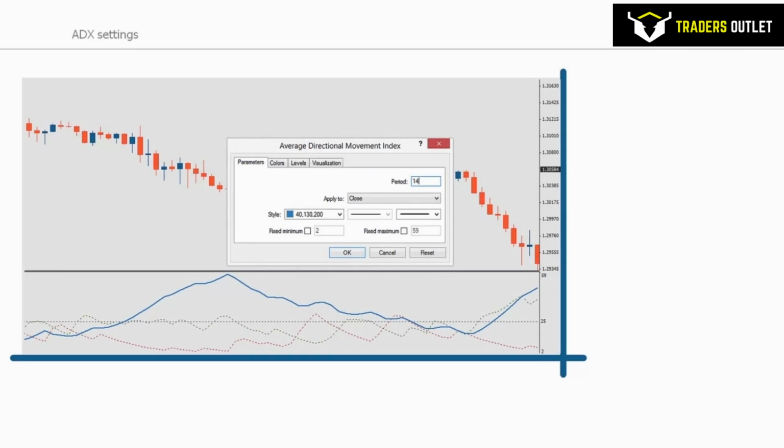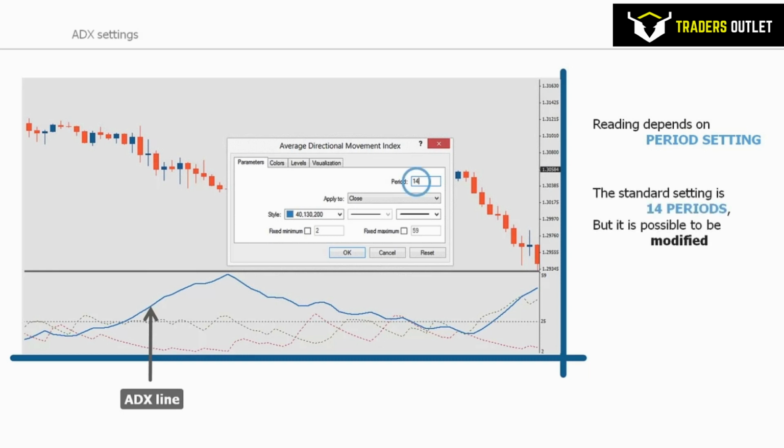The ADX indicator uses price to calculate its reading, which is then displayed on your chart in the form of a moving average line. This reading is influenced by the period setting that the indicator is set to. The standard setting is 14 periods, but you can change this to suit your trading style. Most traders use a range between 7 to 30 when adjusting the indicator's setting.